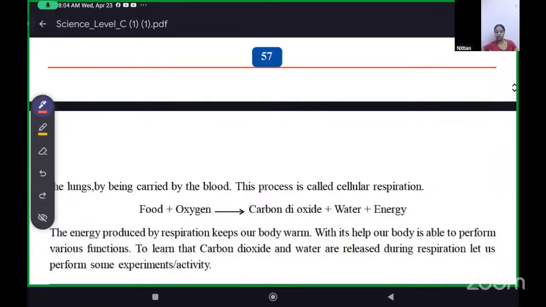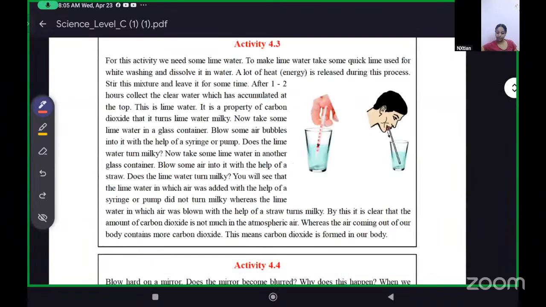When food is broken down into glucose and it reacts with oxygen, it produces three things: carbon dioxide, water, and energy. The energy produced by respiration keeps our body warm, and with it our body is able to perform various functions. Now, there is an activity that you can read.